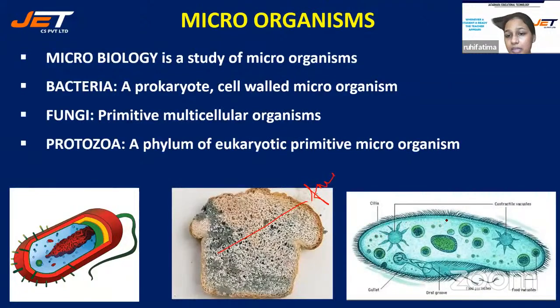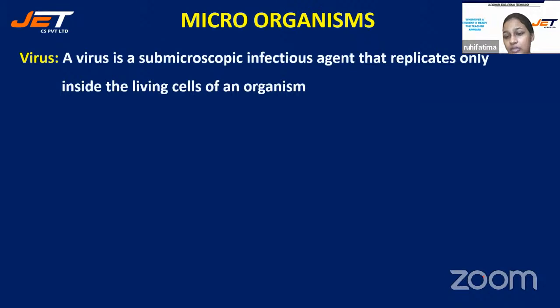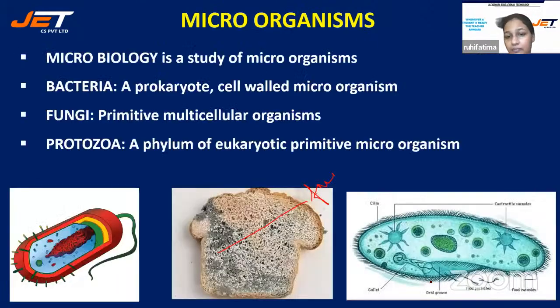You can see many things. Cilia is there, then vacuoles, contractile vacuoles. Then we have the gullet. This is the gullet. There is an oral groove also, and this is also a single cellular microorganism. So bacteria is single cell, paramecium is single cell, but fungi is a multicellular organism. Okay, children?